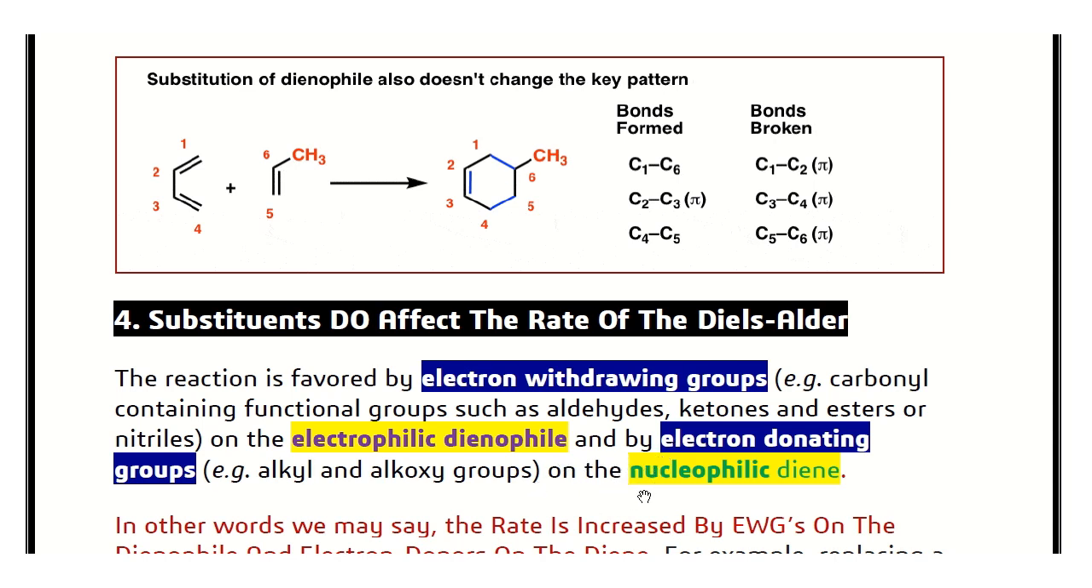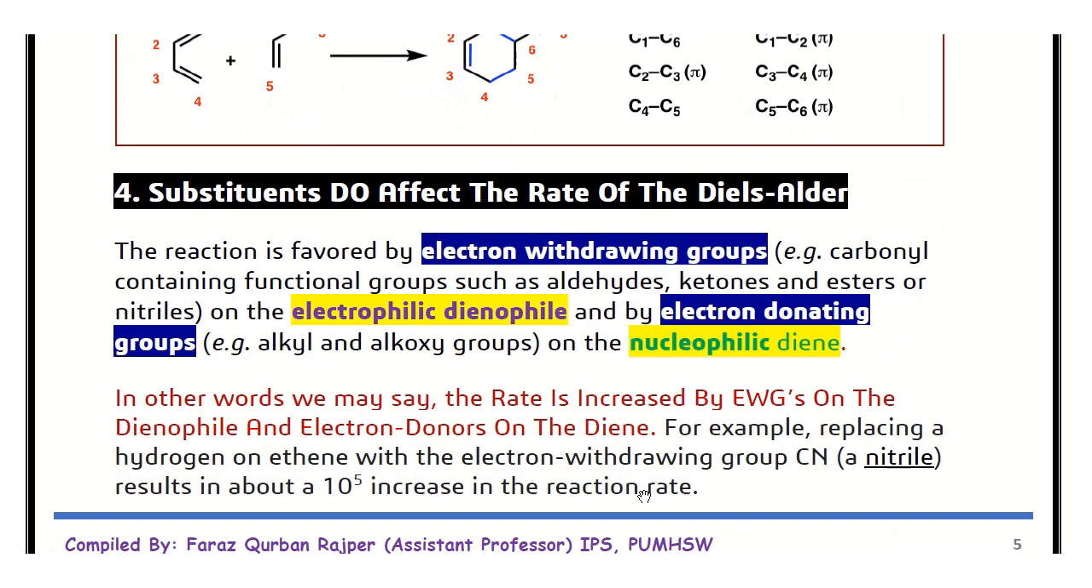Now the electron donating group, on the other end, if we substitute it on the diene molecule, then our reaction rate can be increased. So what we have learned is that we may increase the rate of the Diels-Alder reaction by substituting electron withdrawing groups on the dienophile, because the dienophile is electrophilic and requires more and more electrons, and electron donors on the diene. Clear. The electron donor groups are the alkyl and alkoxy groups. In that manner our rate of reaction can be enhanced.